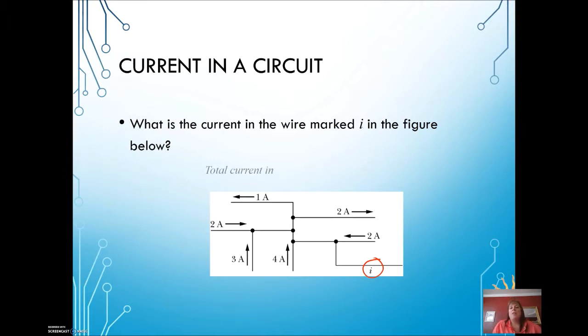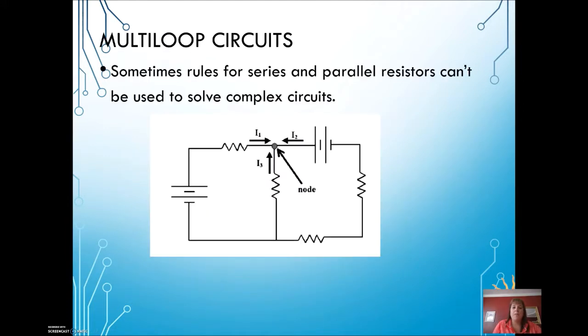Well, if you think about it, the current in is 2 amps plus 3 amps plus 4 amps plus another 2 amps. So my total current in is 11 amps. The total current out is 1 amp and 2 amps, for a total of 3 amps. So the difference between what's going in and what's going out is 8 amps. That means that I must have 8 amps leaving in order to satisfy Kirchhoff's junction rule.